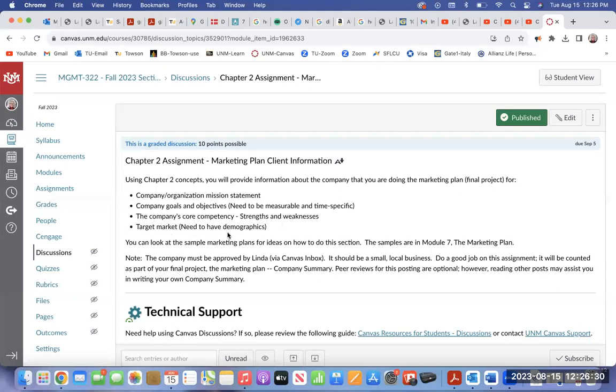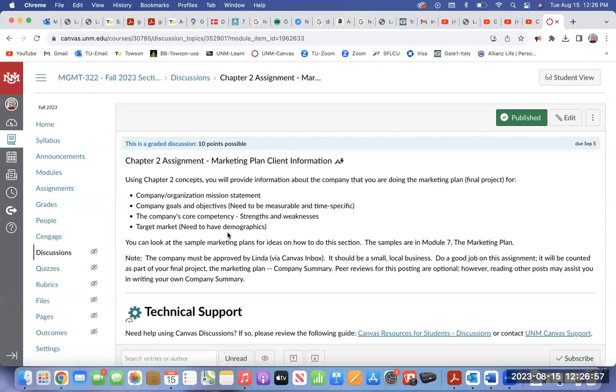You need to have demographics. So I put an article in here about what demographics are. And I also gave you information within the chapter. So demographics are gender, education. Is it male or female? What level of education do they have? Maybe it's family life cycle, zip code.